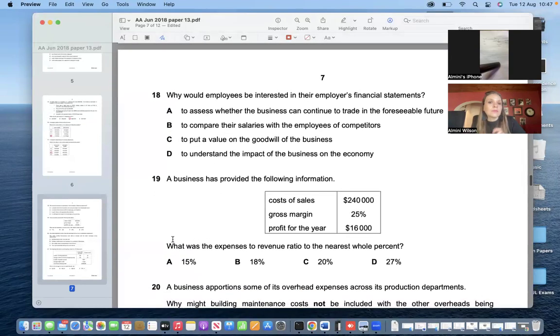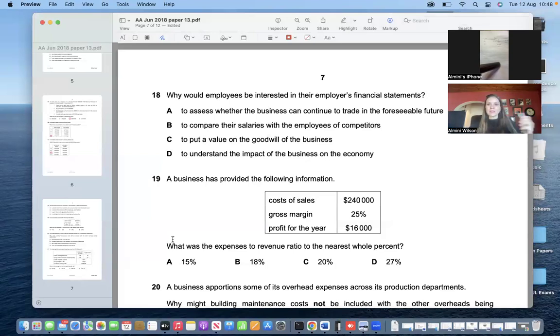Okay, 18. Why would employees be interested in their employer's financial statement? Remember, some of these might be true, but we're looking for the one that is the most correct. To assess whether the business can continue to trade, to compare their salaries, to put a value on goodwill, or to understand the impact of the business on the economy. All of them quite possible, but I want to check the most correct version.